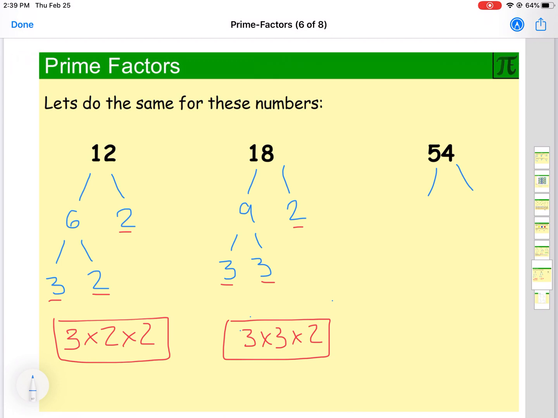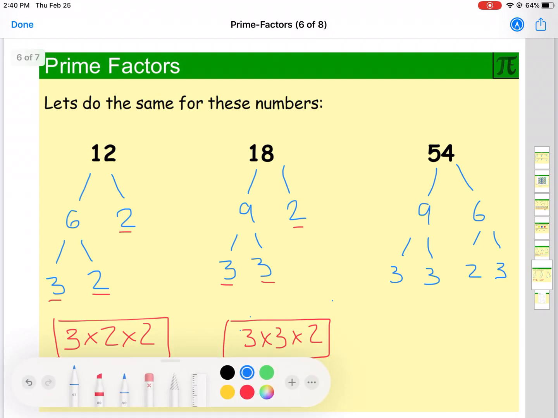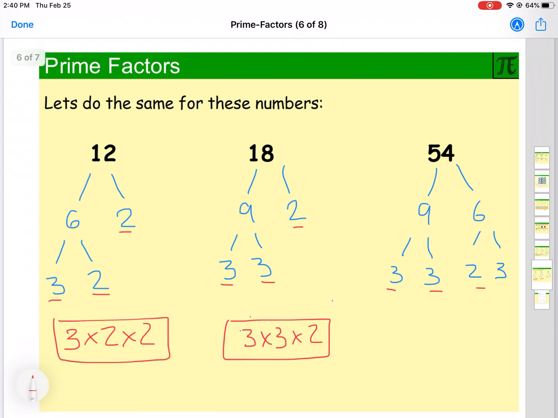Lastly, 54. I'll go with 9 and 6 as my two numbers. So 9 can be split up into 3 and 3. 6 can be split up into 2 and 3. And I have 4 numbers here, which if I multiply them together, I get the number 54.